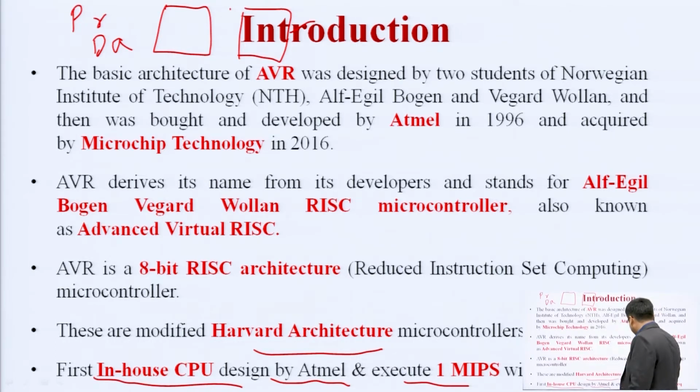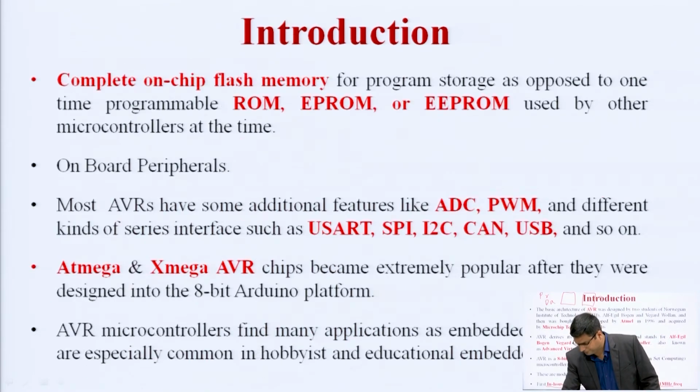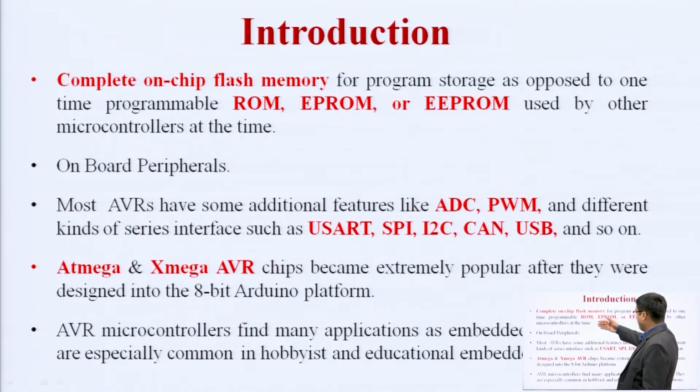MIPS means that it can execute 1 million instructions per second, with a clock frequency of 1 megahertz needed to run and trigger the processor. So this is some introduction of the AVR microcontroller. After that we will see some more of the features of the AVR microcontroller.